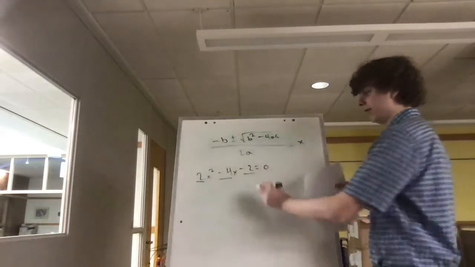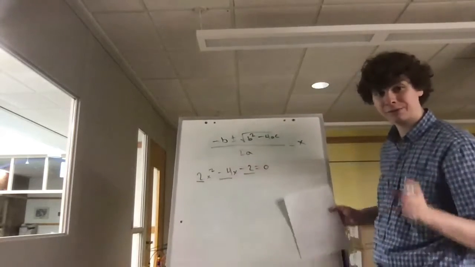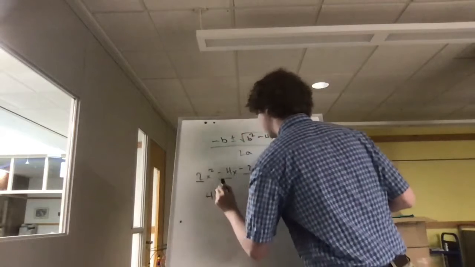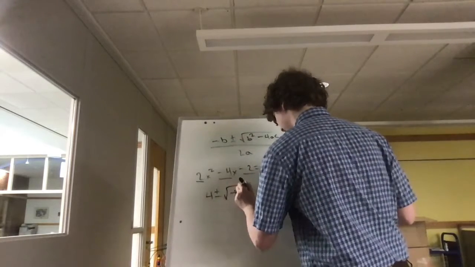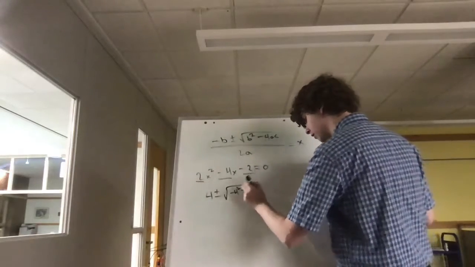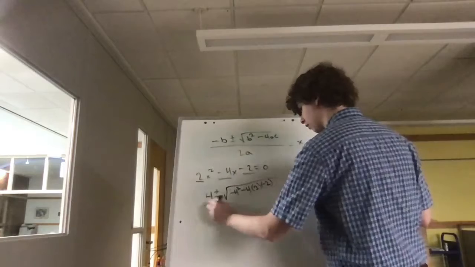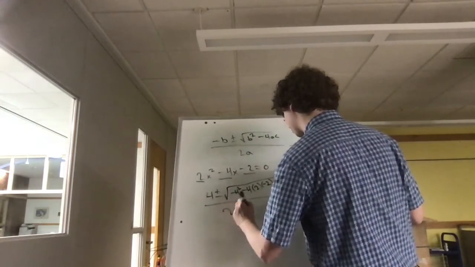So, negative b, well, a negative negative makes a positive, so that's what we have to be careful about. So, we'll do 4 plus or minus the square root of negative 4 squared minus 4 times a, which is 2, and then c, which is negative 2, over 2 times a, which is 2.